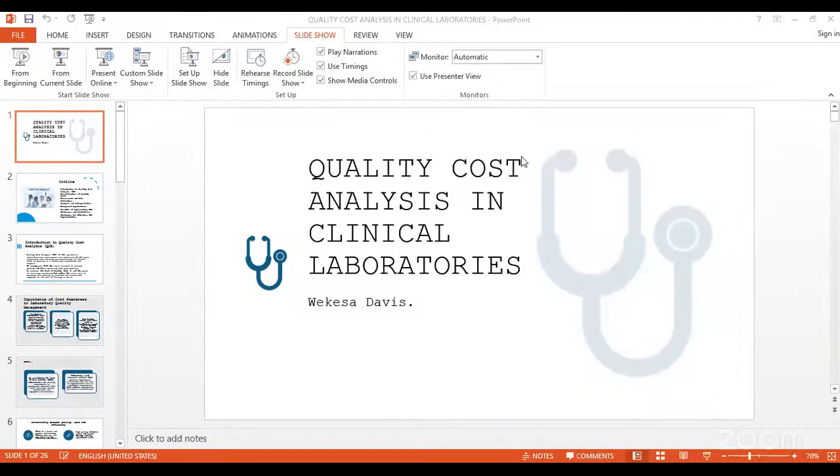We have an experienced presenter today who is going to take us through an exciting topic. The topic for today is quality cost analysis in clinical laboratories. This is a very critical area as far as medical laboratory practice is concerned. Our presenter today is Mr. Wekesa Davis, an experienced medical laboratory officer.